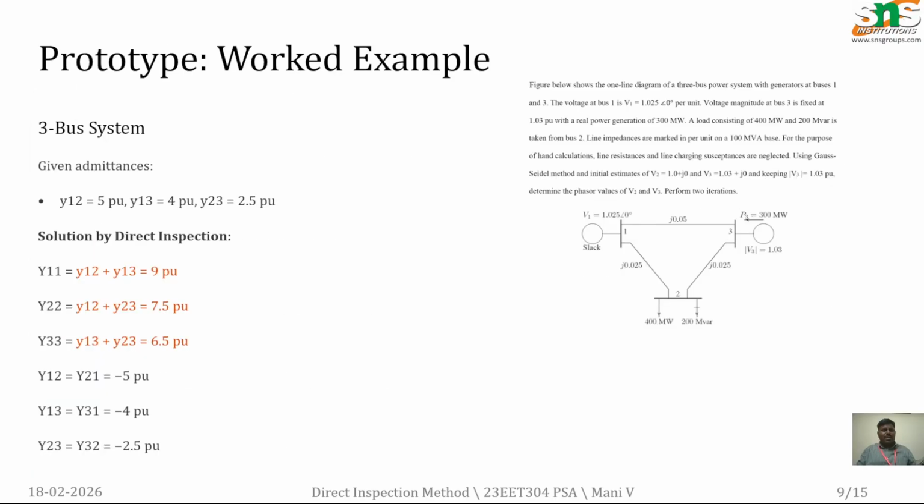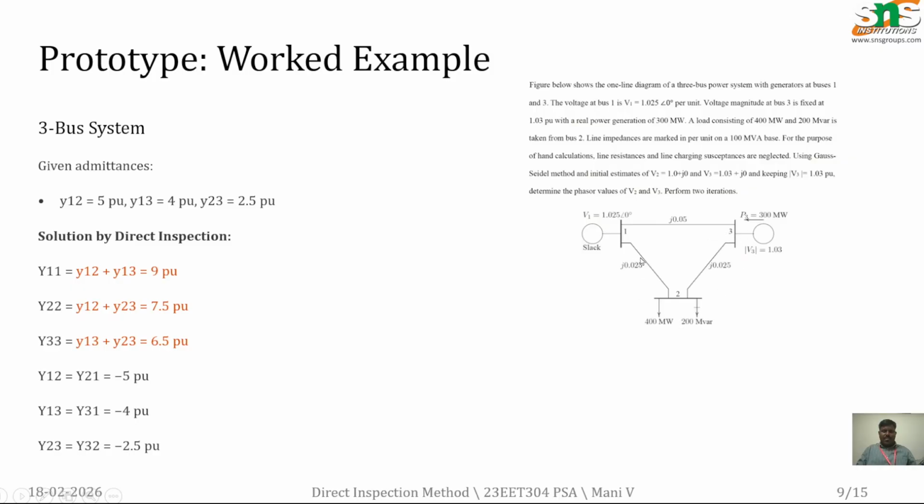So this is a prototype. Here the system consists of 3 buses, that is bus number 1, bus number 2, bus number 3. Here bus 1 is the slack bus, and one bus represents P and V, so it is a generator bus, and another represents kilowatt and MVAR, that is real power and reactive power, which is a PQ load. So one is slack bus, one is generator bus, and another one is load bus.